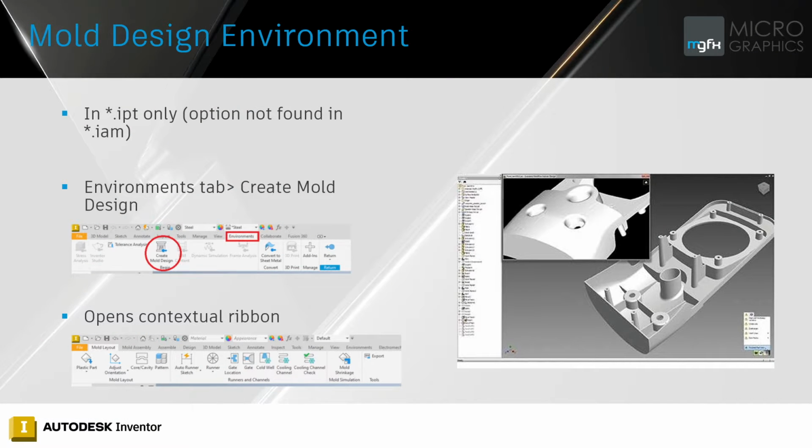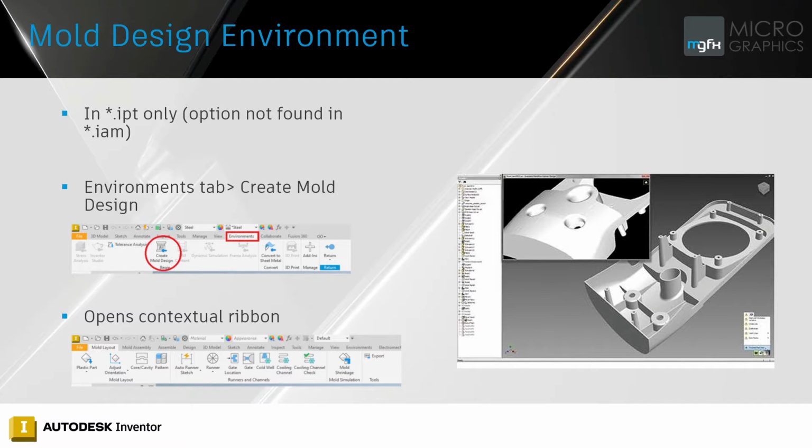How would I access the mold design environment? Well, if you're not familiar or if you've never used it before, you're going to look in your environments tab for a button called create mold design. Now this is only going to be found in your part mode, so in an IPT, not in an IAM. So a lot of people will have a full assembly and they'll say, hey, I want to create a mold for this. Yeah, you're not going to find it in your assembly mode.